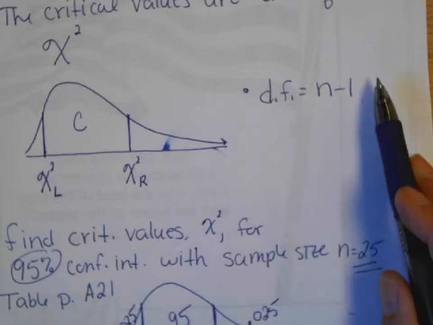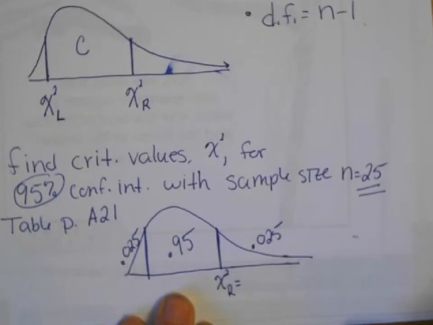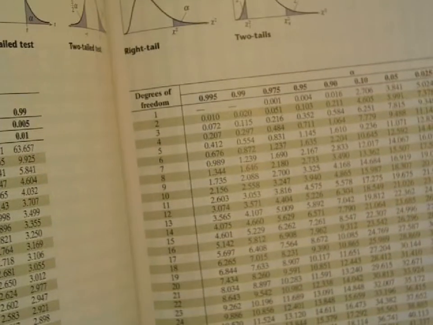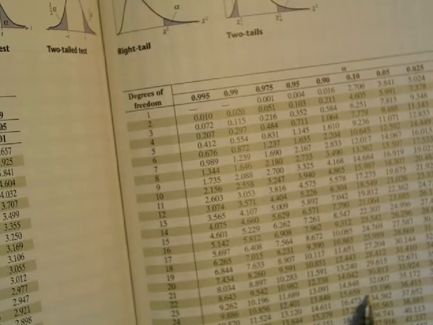So my degrees of freedom is 24. My n is 25. I'm telling you 13.4. Okay, so I'm going to go down to 24, and then go over to that 0.025.